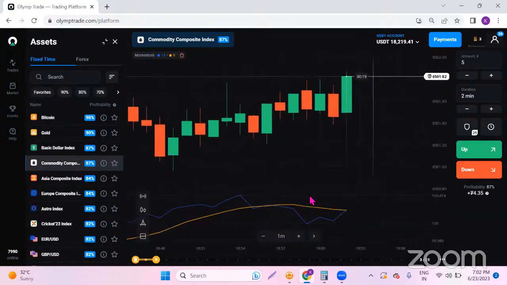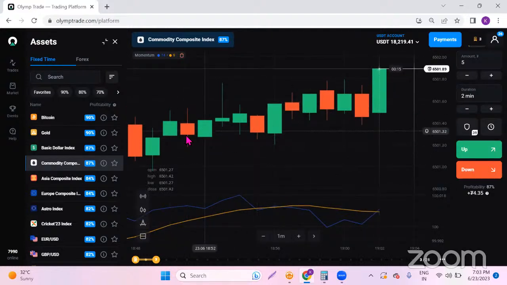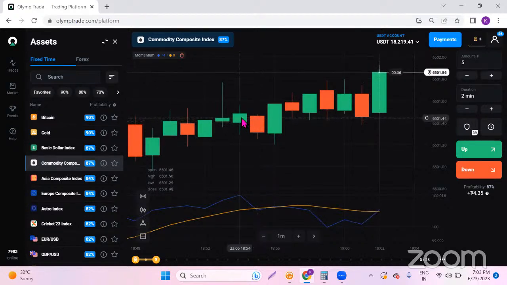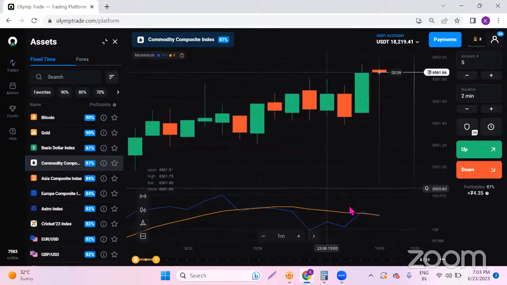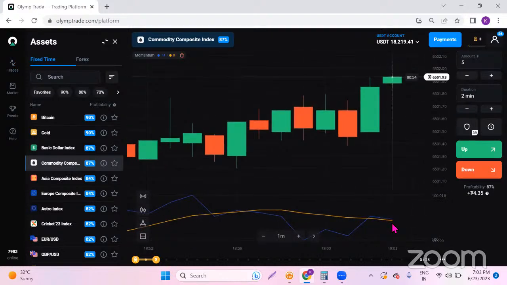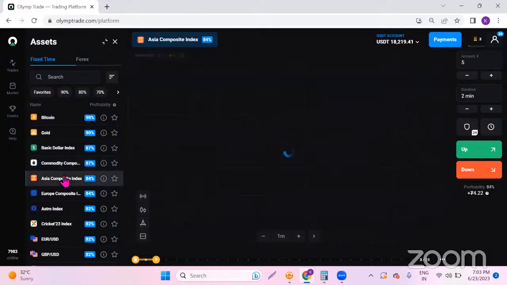Okay, see, we have a signal here, but you remember the flat market I was talking about? Here you go. Red, green, red, green, green, red, green. If I make a trade of 2 minutes over here for down, by the time this candle ends, I am going to lose my trade. Here we are getting a signal of a downward trend, right? But it flipped. So this is not a very stable asset at the moment, guys.